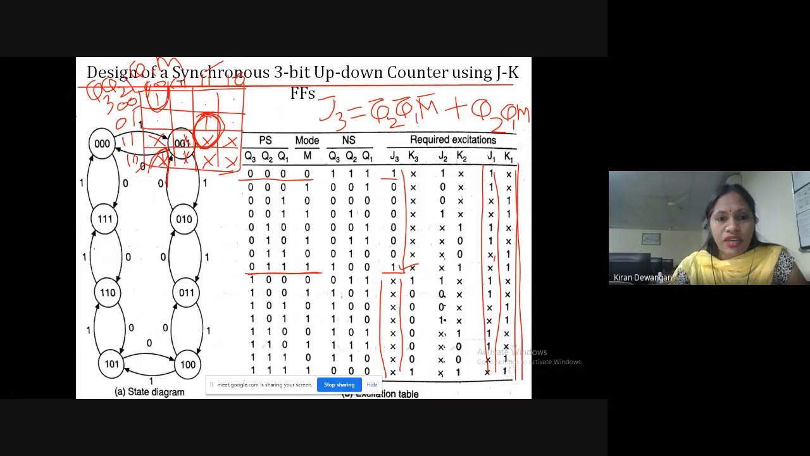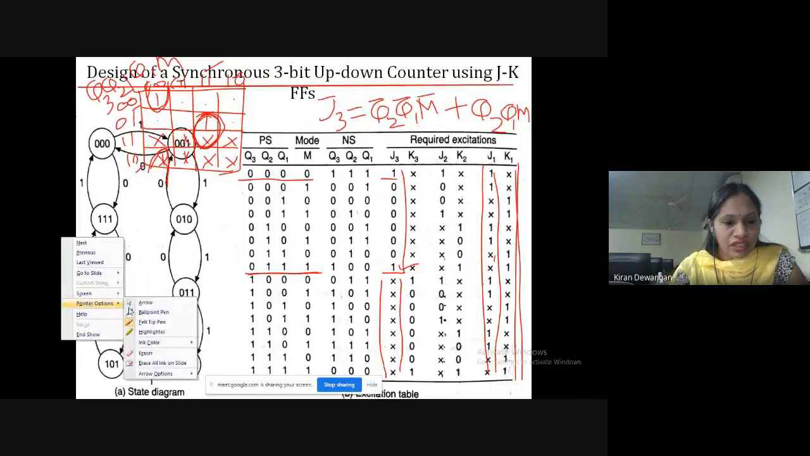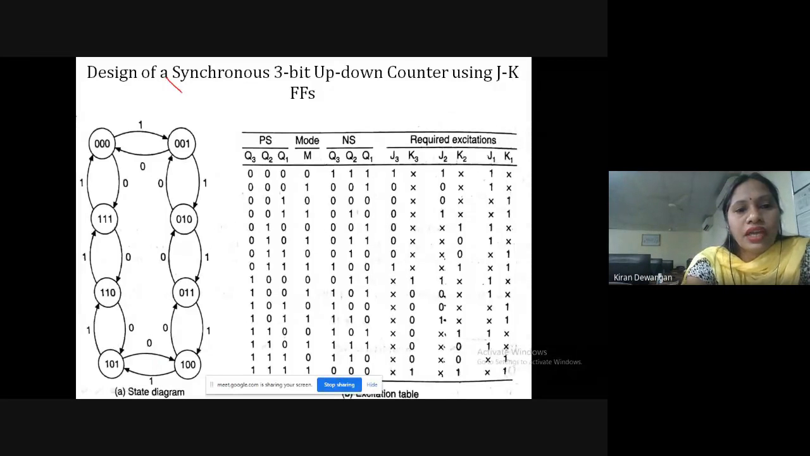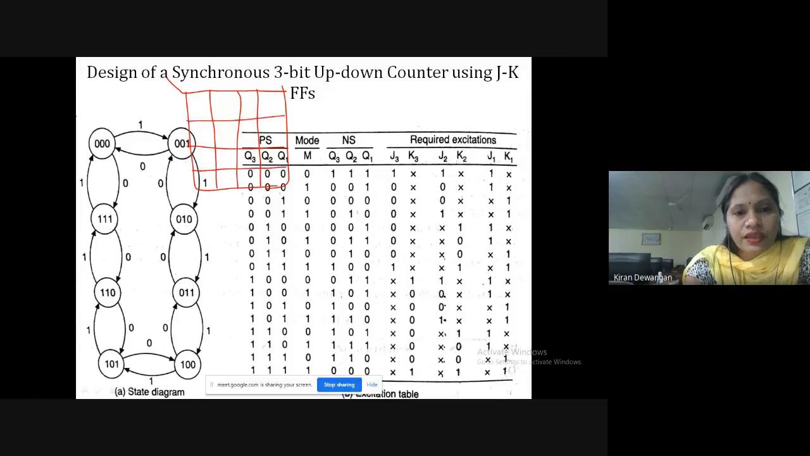Now similarly, we can even find the expression for K3. Now we'll see how to find the expression for K3. Now let me draw the K map again. This is how we'll draw the K map. This is Q3, Q2, Q1 and M. This is 0 0, 0 1, 1 1, 1 0, 0 0, 0 1, 1 1 and 1 0.